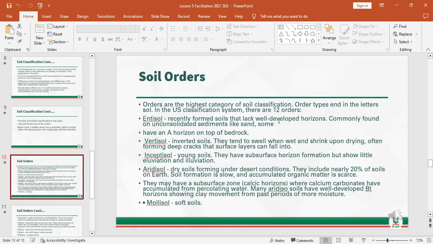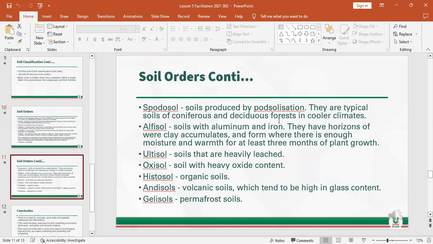We have Mollisols, and of course, Mollisols are soft soils. Then we have the Spodosols, soils that are produced by podzolization. They are typical soils of coniferous and deciduous forests in cool climates. Then Alfisols, or soils with aluminium and iron, have horizons where clay accumulates, and form where there is enough moisture and warmth for at least 3 months of plant growth.